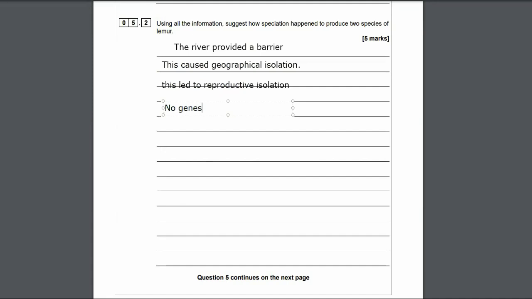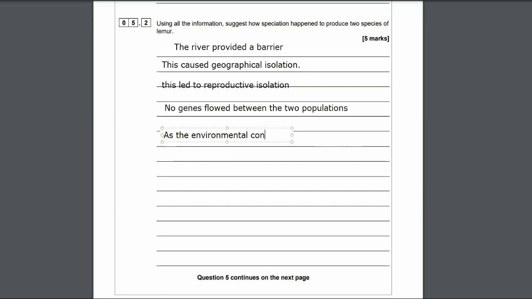What does that mean? That means members of the 2 species cannot reproduce, which means there's no gene flow between the 2 species. Now, over time, without that gene flow between the 2 species, the environmental conditions of the 2 geographical locations might be slightly different. So we have different selection pressures in each environment.